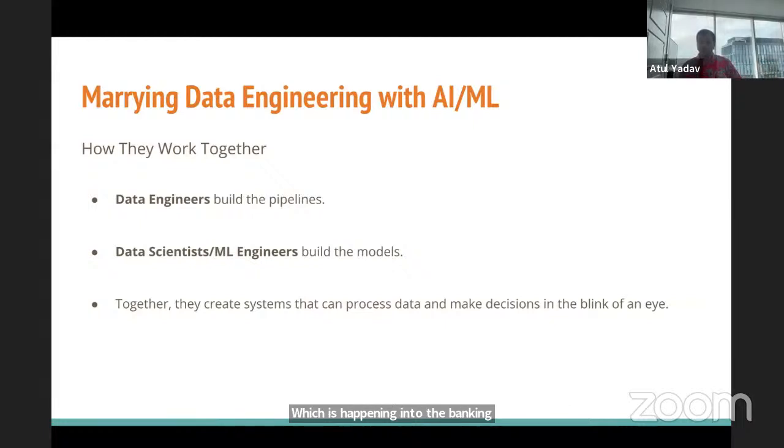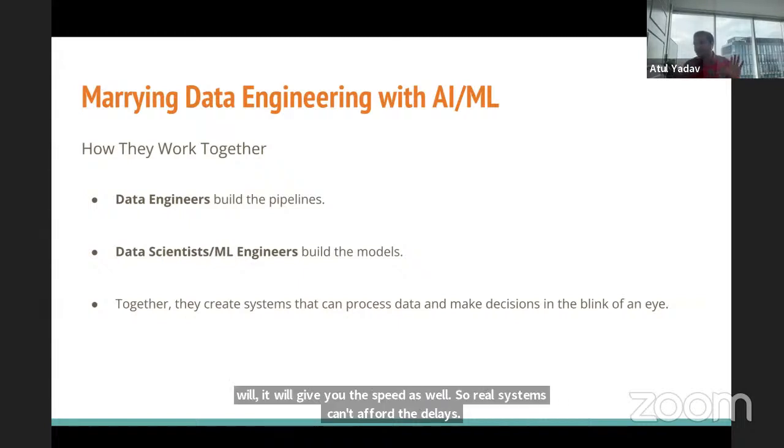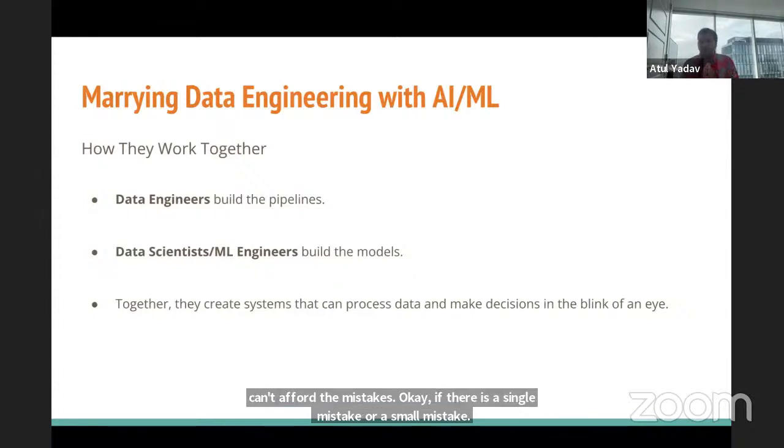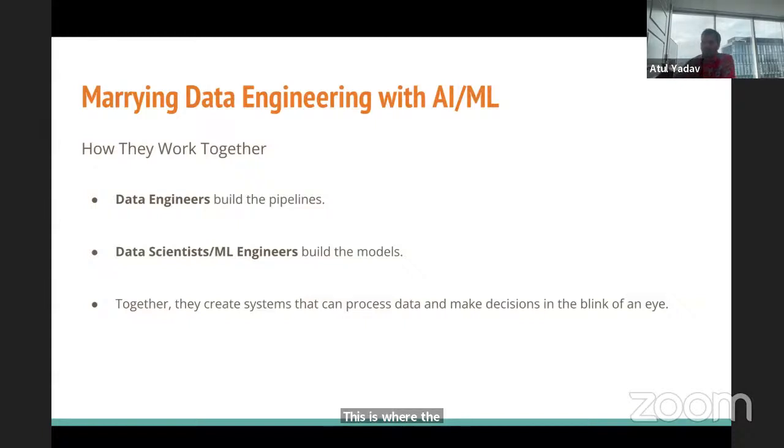Now, what is the importance of good data in real time here? Again, as I said in the previous slides, it will give you more accuracy, and it will provide you speed as well. Real-time systems can't afford delays or mistakes. If there is a single or small mistake, you are gone. So this is where good data plays an important role in real time.